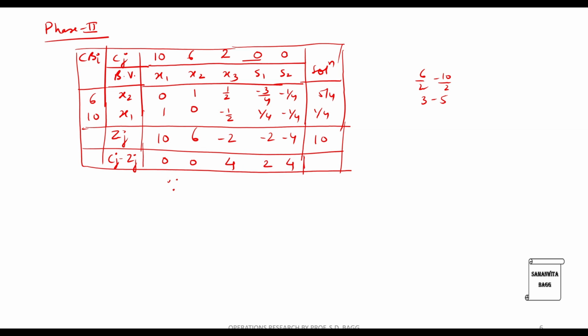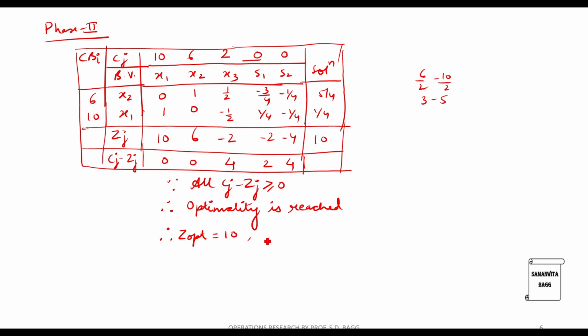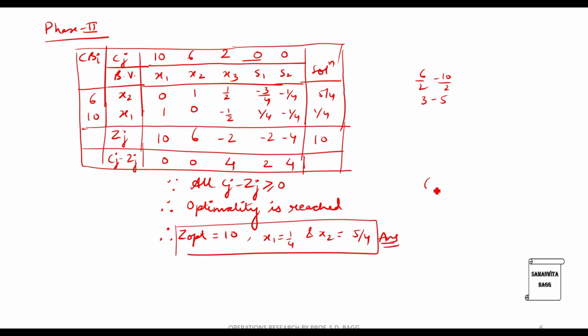Since the problem is minimization type, all values should be greater than or equal to 0, which it is. So I'll write down, since all Cj minus Zj are greater than or equal to 0, therefore optimality is reached. So what is the value of Z? It is 10. The value of x1 is 1 by 4 and the value of x2 is 5 by 4. This is your answer.